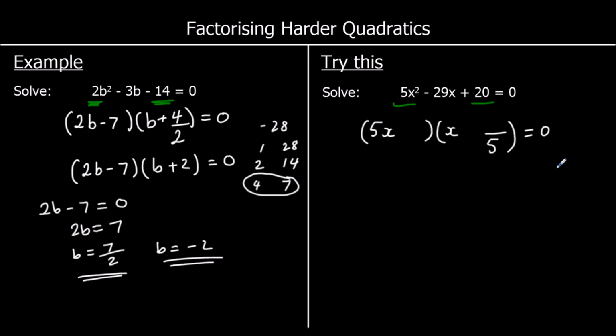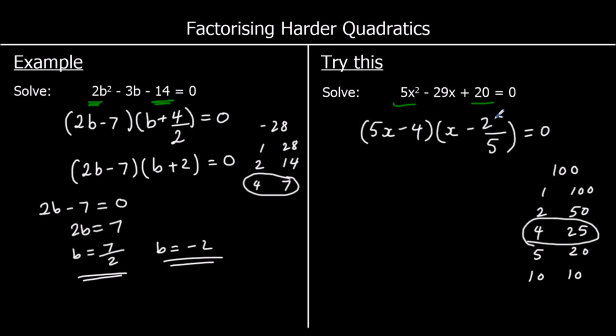So 5 20s are 100. What multiplies to make 100? 100. 2 50s. It's not in the 3 times table, it's 4 25s. 5 20s. It's not in the 6 times table, or the 7, or the 8, or the 9, and it's 10 10s. So which of those can give me a negative 29? It's the 4 and the 25, and they will both be negative. So negative 4, negative 25.